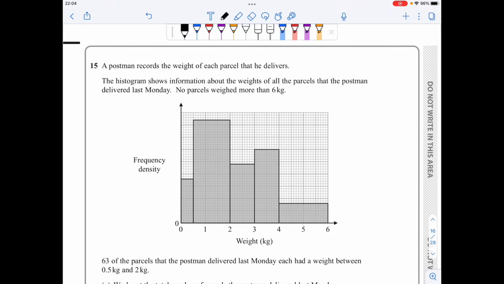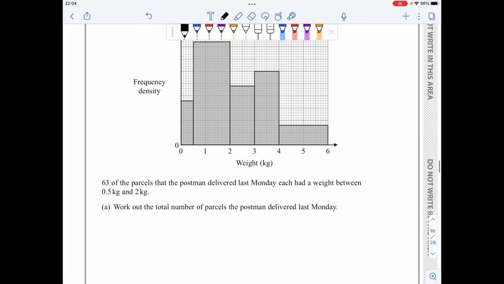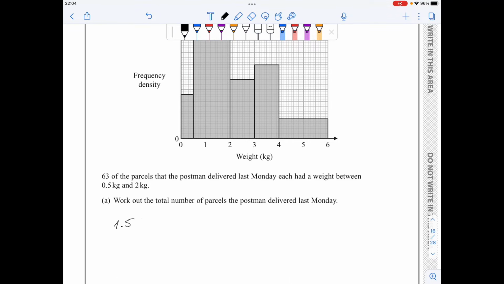For part A of question 15, consider the second bar, which is this one. I'm given that there are 63 parcels in there, so the frequency is basically 63. Note that the base is equal to 1.5. I don't know the height, but I know the area is 63. So 1.5 times the height of the bar should give me 63. So the height comes out to be 42.